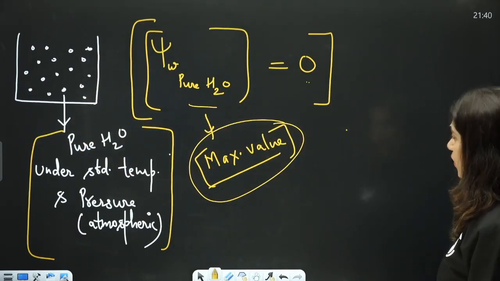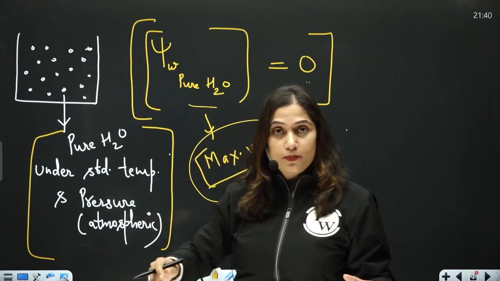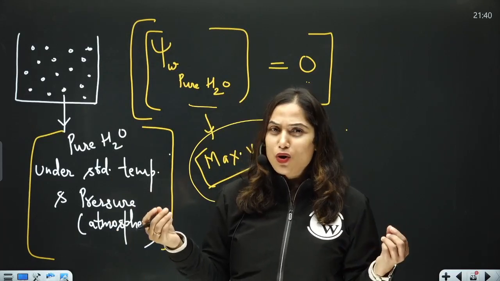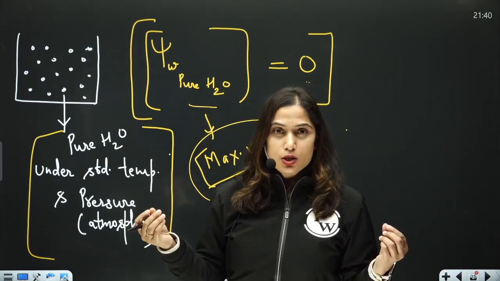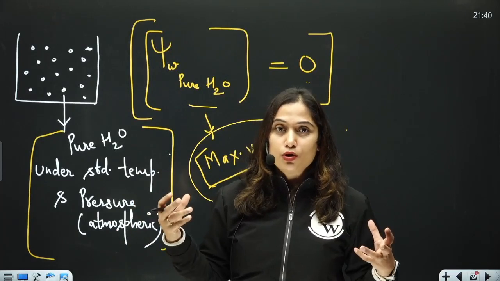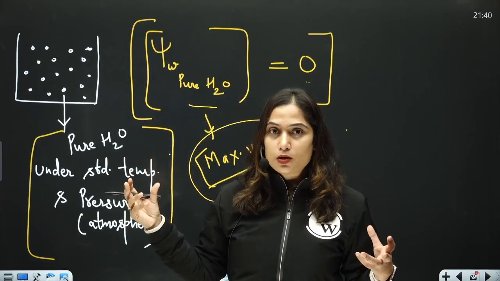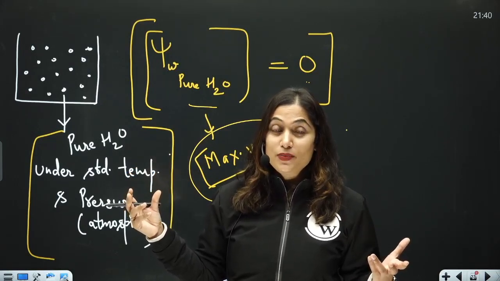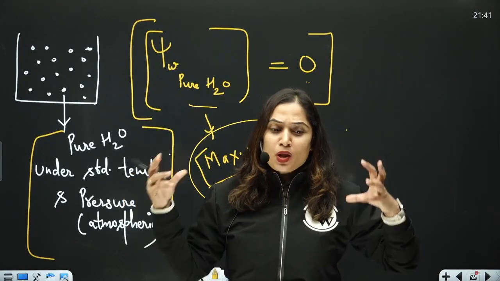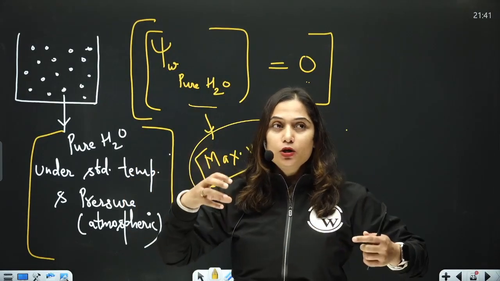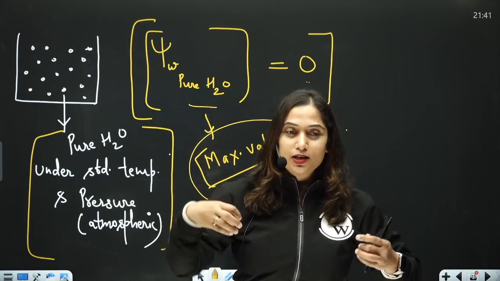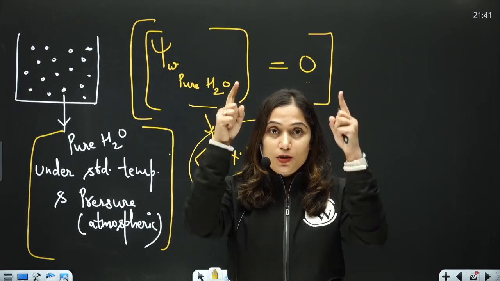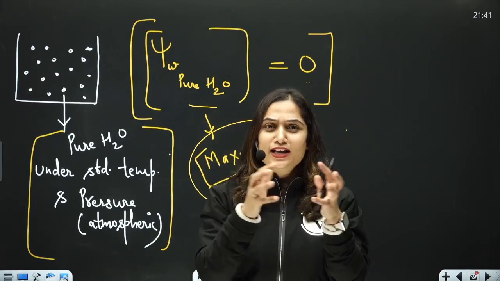But what happens when I add sugar to it, or when I add salt to it? Sugar and salt are the solutes. So when I add sugar and salt to this pure water, it will not remain as water, it will become a solution, and the water will be the solvent. And when you mix the molecules of sugar and salt with it, you are decreasing the kinetic energy of water molecules. So the water potential of the whole solution will decrease.